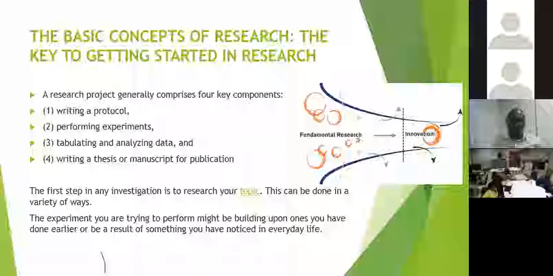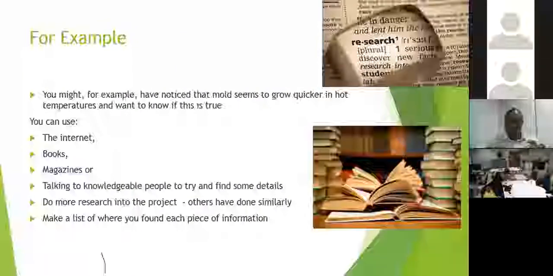The experiment which we are always trying to perform might be building on ones which we think are new, things that have been done earlier, or something that may be the result of something we've noticed in everyday life. So things that just crop up in our minds, and we say, okay, this is what I'm trying to investigate, then we can easily write our research on that. People always look at research as very complicated, but as students and as researchers, we always like to look at the simple things we observe. For example, you might have noticed that mold grows quicker in hot temperatures, and you want to find out, is that true? The hotter it gets, does mold grow more easily?